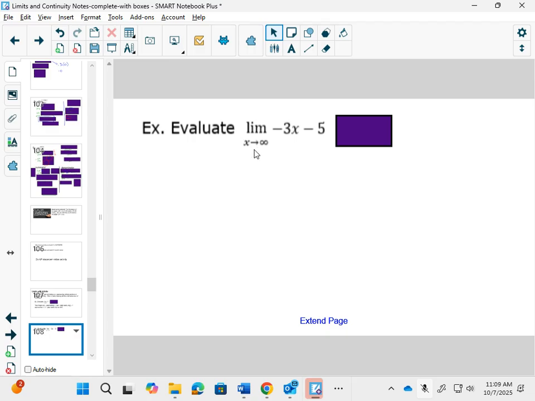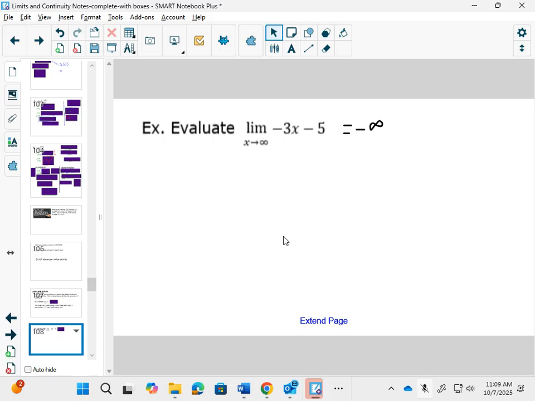What happens as x gets really big and you had negative 3x minus 5? Negative infinity. It's going to be negative infinity, because a really, really big number times negative 3 will make it really big and negative.